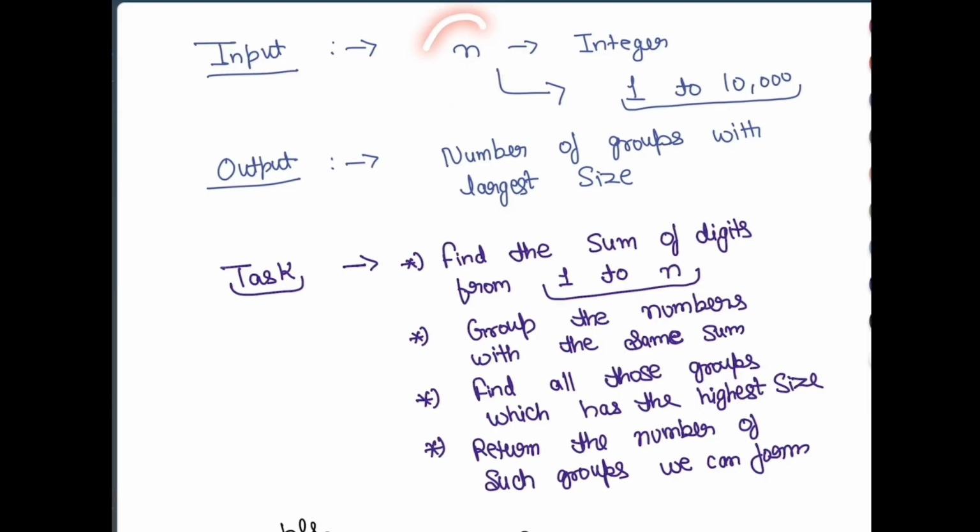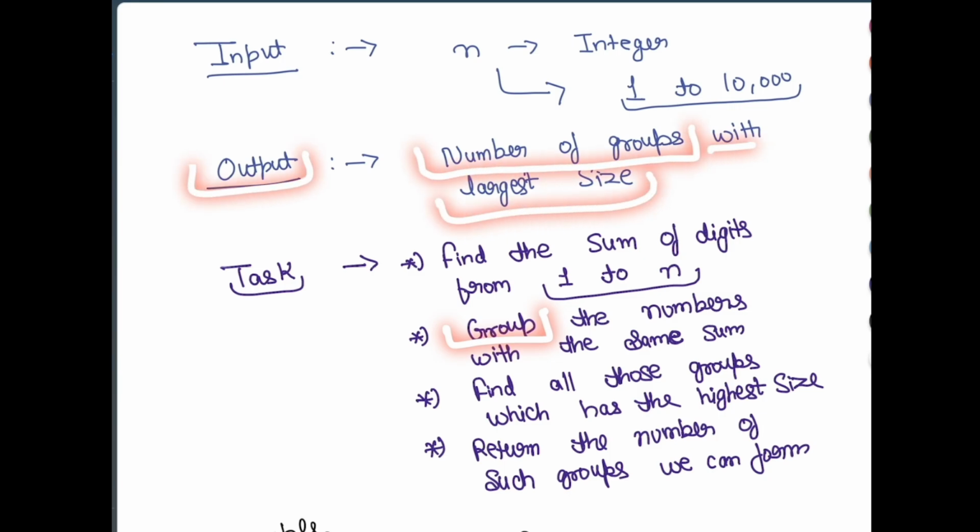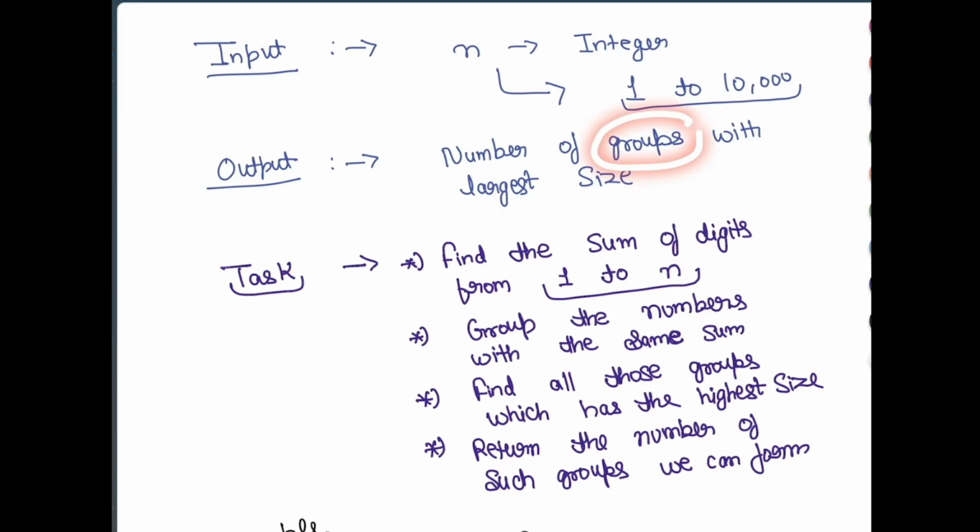Now, whatever input we are given, let's say the value of n is 13. What we need to do is first find the sum of digits from 1 to n. So if n is 13, we need to find the sum of the digits for 1, for 2, for 3 till 13. Then we need to create groups. So coming back to the output, we need to find the number of groups with largest size. So now we will try to understand what these groups are.